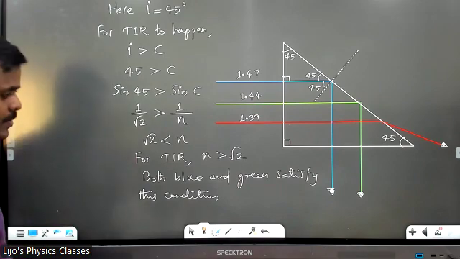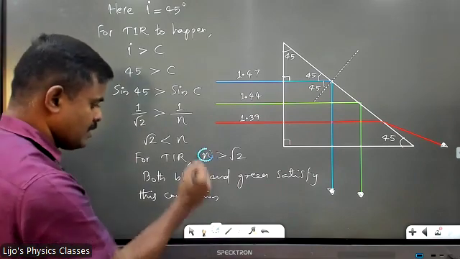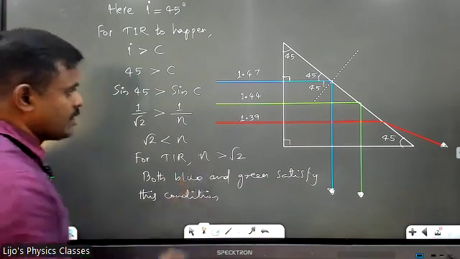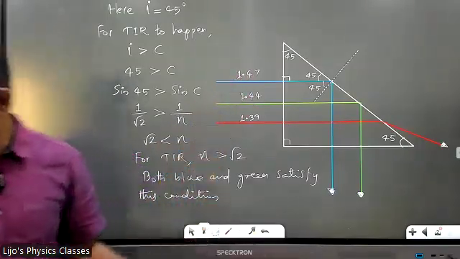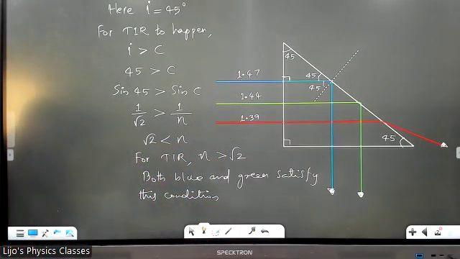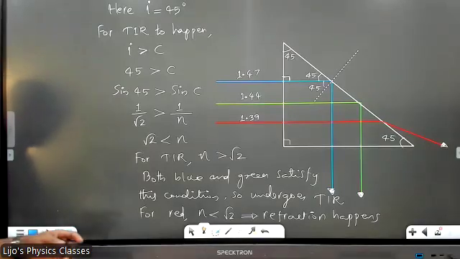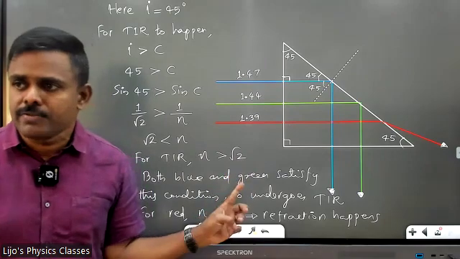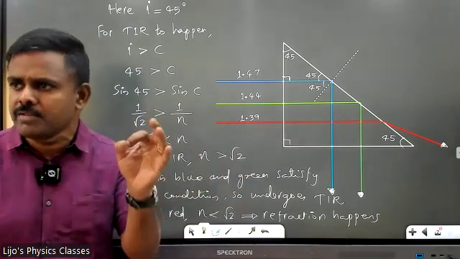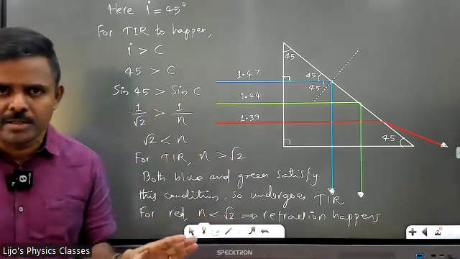this condition. Blue's refractive index is 1.47. So you can complete this. This is the condition for TIR, n greater than root 2, and that condition is satisfied. So many times this question has come, the same question without change in data.